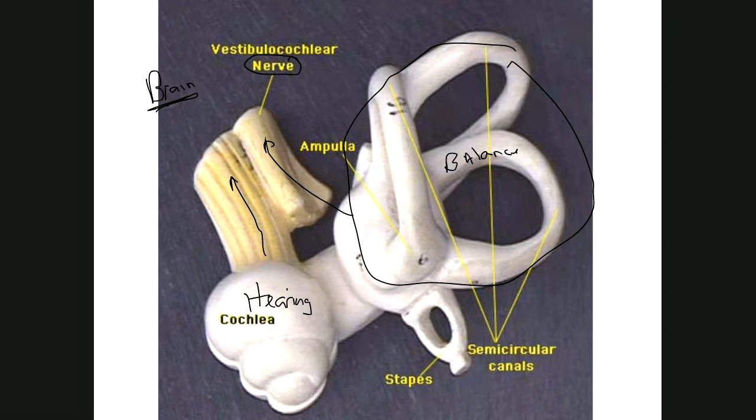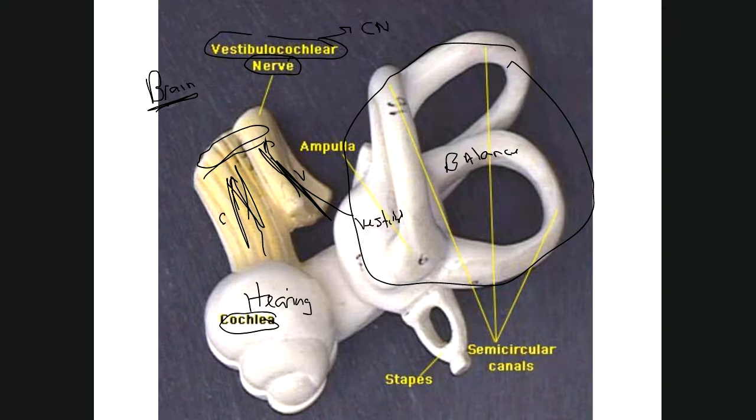The nerve has two branches to it. One branch comes off the cochlea. The other branch comes off the vestibule. So we have a cochlear branch, we have a vestibular branch, and then together they're going to form the vestibulocochlear nerve. And you should remember this is cranial nerve number 8 from ANP1. So cranial nerve number 8 is going to carry our sense of hearing and our sense of balance.